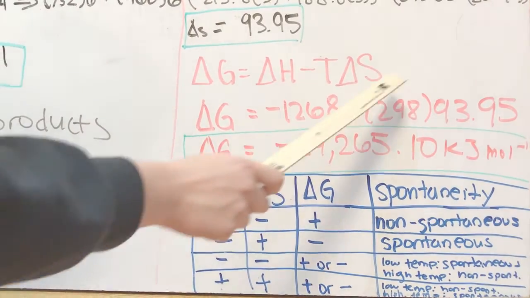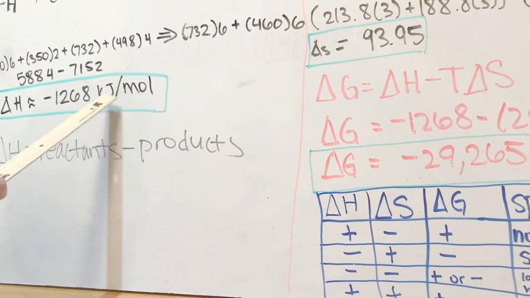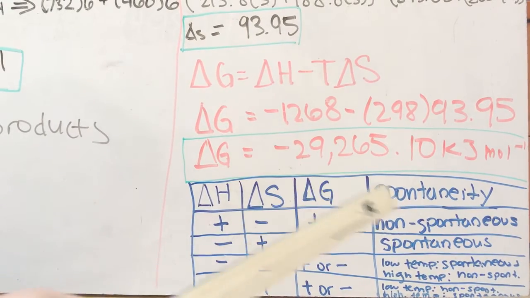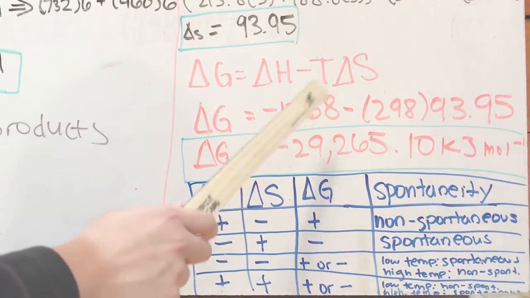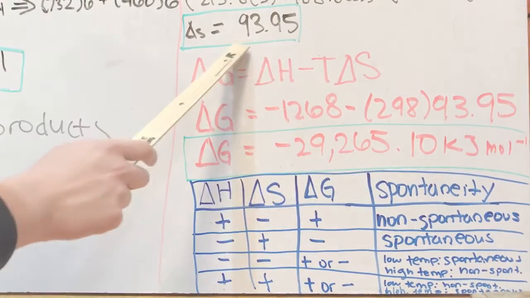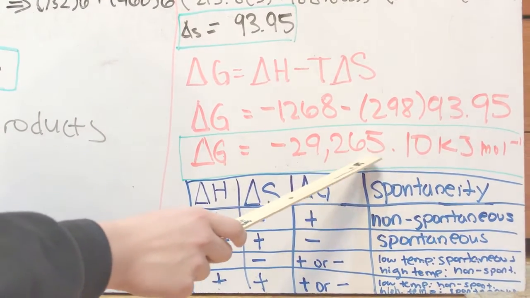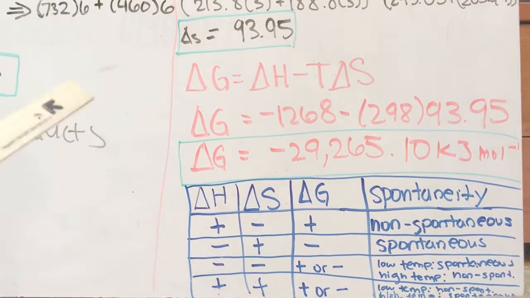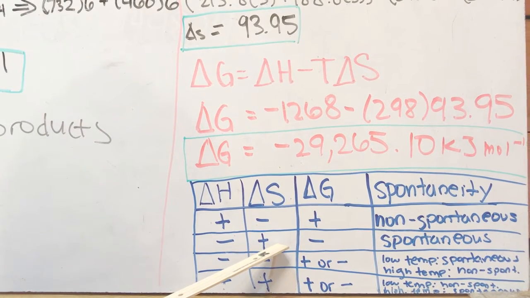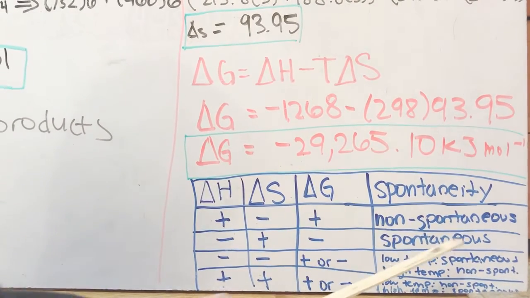Next, we plug in all the values to find Gibbs free energy. First, we look at delta H, which is negative 1,268 kilojoules per mole. Then you subtract that by temperature and delta S. The temperature at standard room temperature is 25 degrees Celsius, but you add 273 to convert it to kelvins. Then you plug in delta S, which is 93.95. Then you should get a final value of negative 29,265.10 kilojoules per mole. And as you can see down here, when delta H is negative and delta S is positive, delta G should also be negative, and our calculations are correct, which means that it is spontaneous.